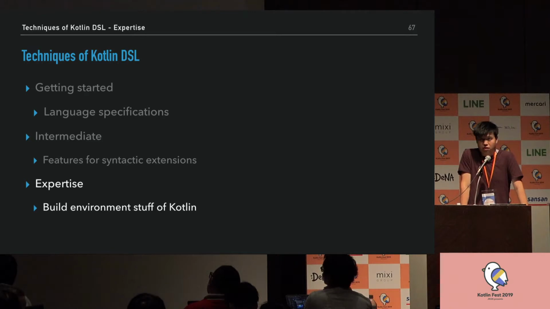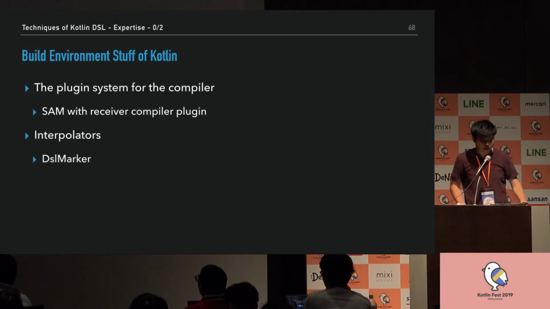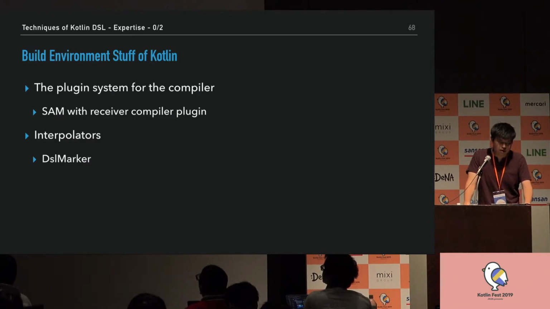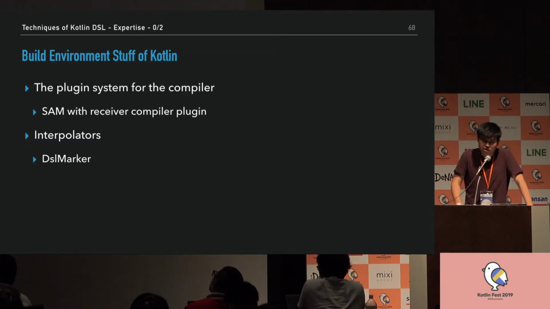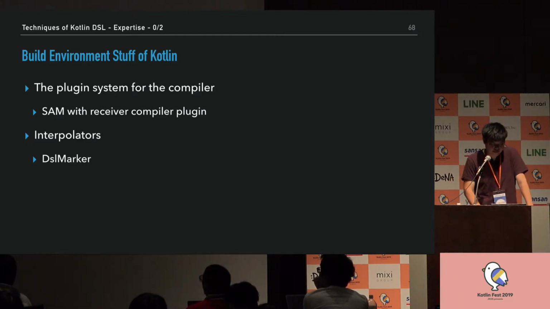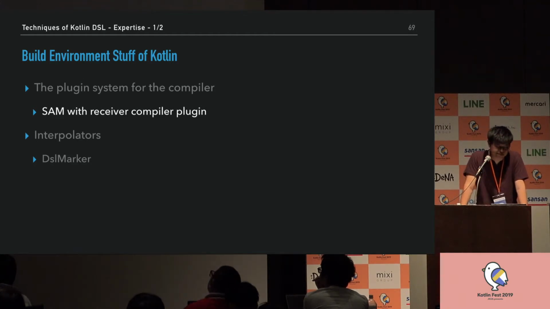The last level is the expertise level. It's related to build environments. As you may know, the Kotlin compiler is extensible through its plugin system. And some interpreters which can communicate with the compiler are available. First is SAM with receiver from compiler plugins.